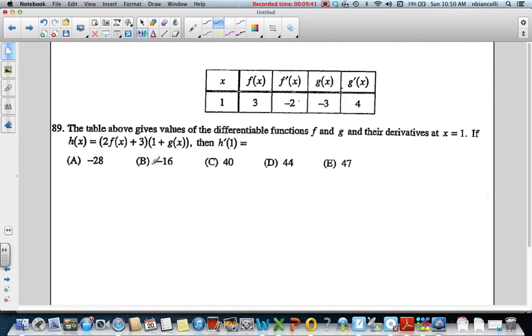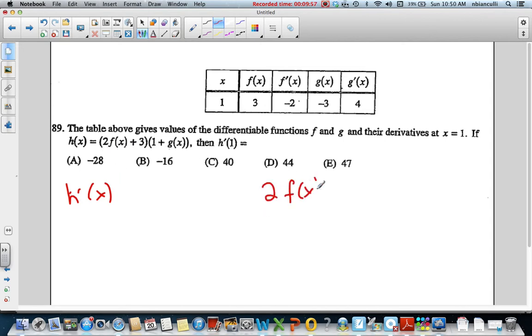Problem 89 says the table above gives the values of the differentiable functions f and g and their derivatives at x equals 1. h of x is this long complicated thing, then h prime of 1 is... Well, we need to come up with h prime of x. h is a product of two functions, so I will use the product rule.